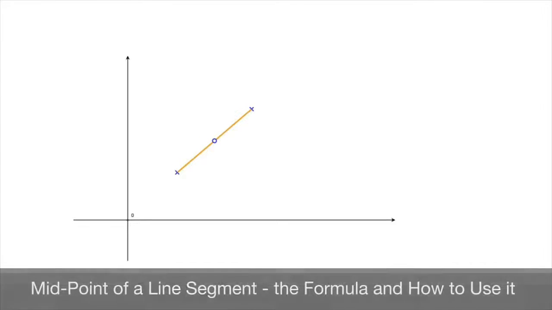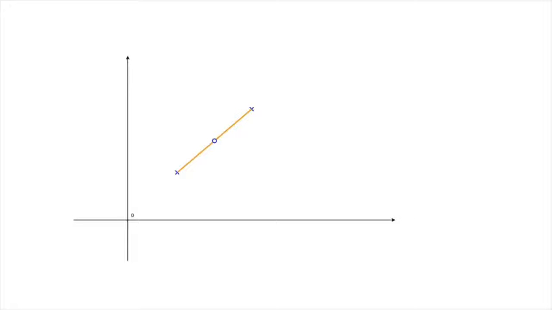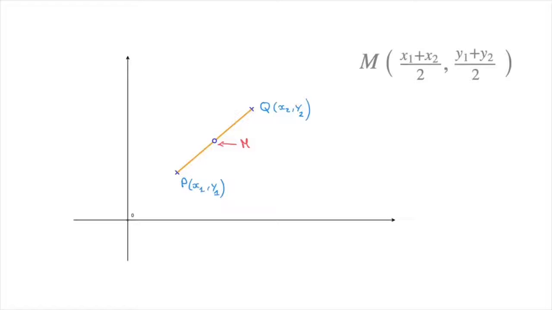In this tutorial, we learn how to find the coordinates of the midpoint of a line segment. Now, consider the line segment that we see here. Say it has endpoints P with coordinates x1, y1, and Q with coordinates x2, y2. Then to calculate the coordinates of the midpoint M, we can use the following formula. M has x-coordinate (x1 + x2)/2 and y-coordinate (y1 + y2)/2.